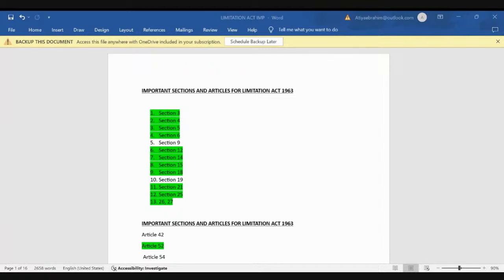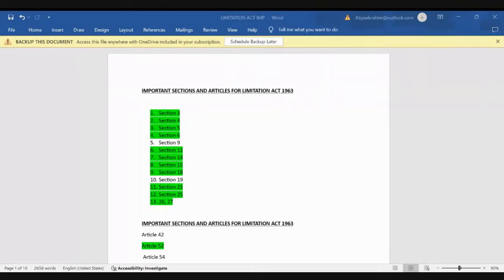For those to whom the screen is appearing blurred, I'll just repeat the sections so that you all can copy that down or mark it down in your Bare Act. Now, if you see the Bare Act of the Limitation Act, just open the contents side and start marking these important sections which I'm repeating. Those who can see my screen, please note it down. Those who cannot, please follow what I'm saying, and if you cannot, just ping it in the comment box.